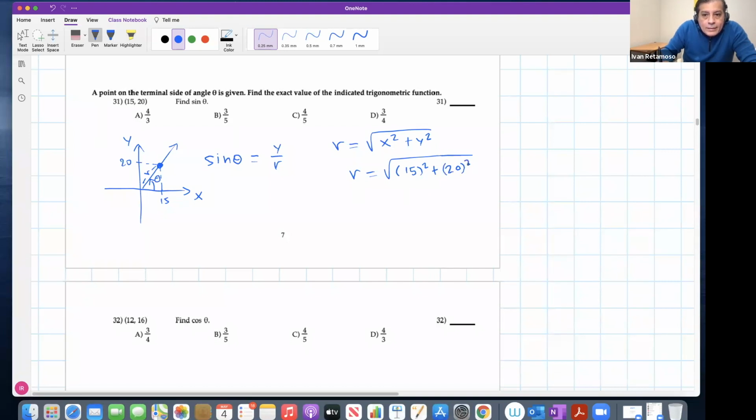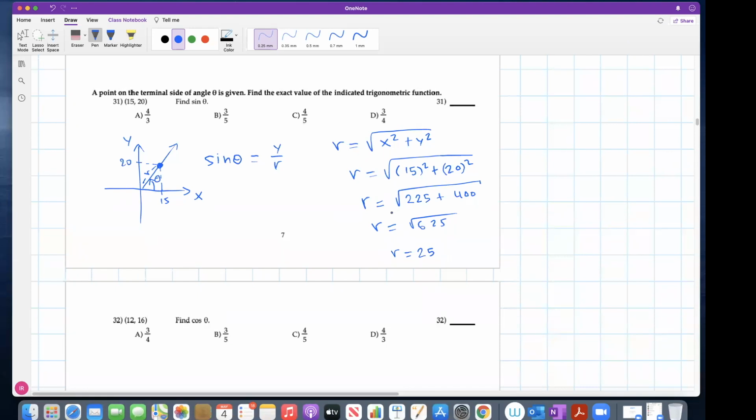And notice that this coordinate could be positive or negative, but the square will always be positive. 15 squared is 225. 20 squared is 400, right? And the square root of all this is the square root of 625. You can do it in the calculator, and this is just 25. Professor, is that basically another way of the theorem of Pythagoras? Yeah, it's just another way of looking at the theorem of Pythagoras.